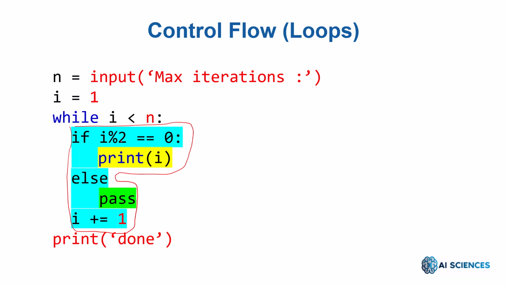If a particular number is even, it is divisible by 2, then print it, otherwise pass. This pass statement is an indicator that do nothing. If this condition holds, if this condition is true, then go to this body. If this condition is false, then do nothing and move on. So it will print all the even numbers till n is reached.